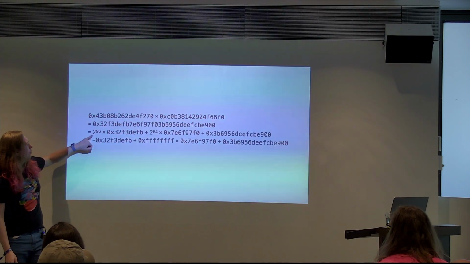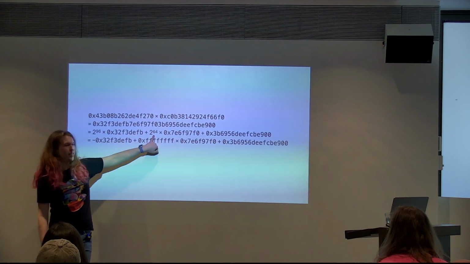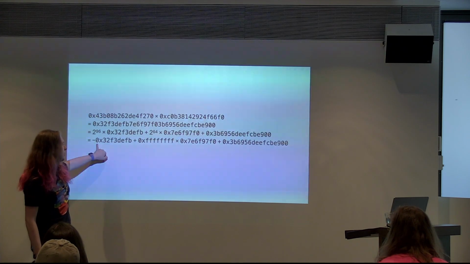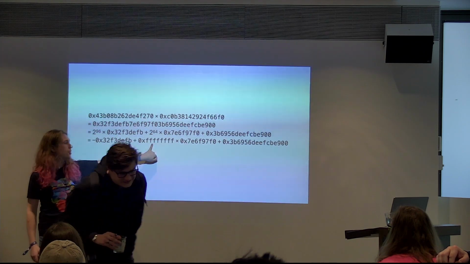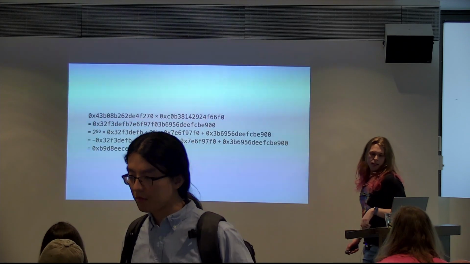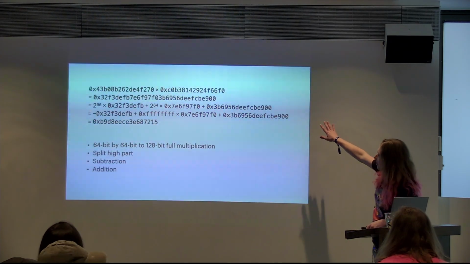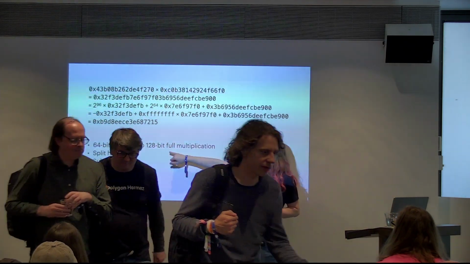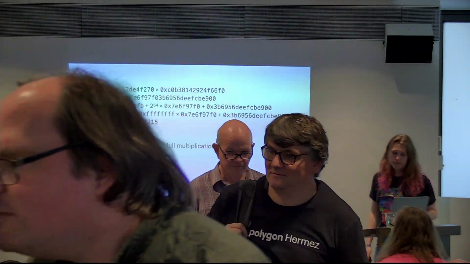But it also turns out that this is just -1, and this is just 2 to the 32 minus 1. So it's just a subtraction and an addition. This can be very easily computed with just a bit shift and a subtraction. So I know that the example might look a little bit complicated, but it's really quite easy. You do a full multiplication, you split it up, subtract, and add. And it's really, really fast.